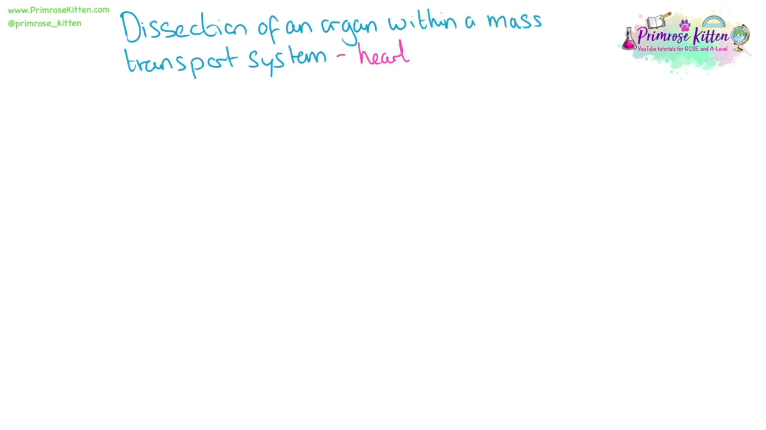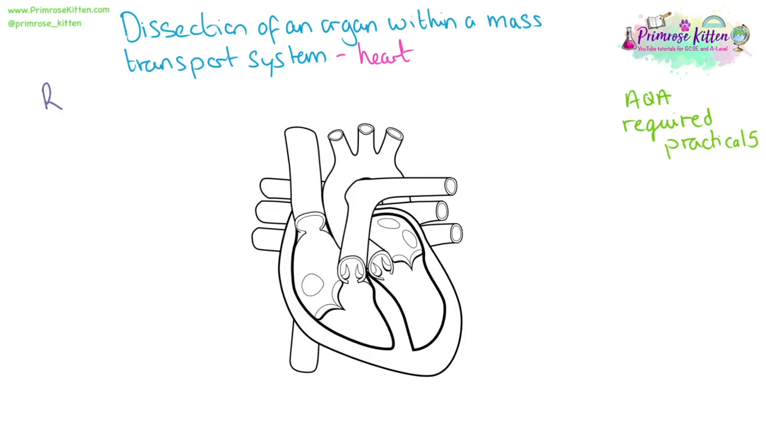For required practical 5, we are going to be looking at the dissection of an organ within a mass transport system, in this case, the heart. If you want to see all of the gory details, then you can go and watch my heart dissection video. But here we're just going to use an image.